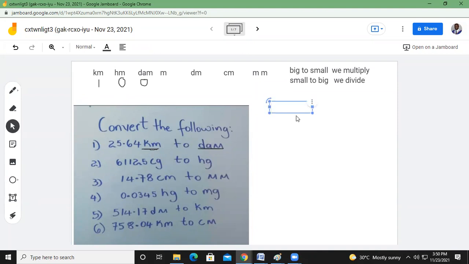So we're talking about big to small, right? So we definitely know that we're gonna multiply. What are we gonna be multiplying? We have 25.64, and we're gonna multiply that by the exchange rate, which is 100. And that is the point that we're making. When you understand that you're gonna multiply when you're moving from big to small, the relationship between them, you just use it. Is that clear?